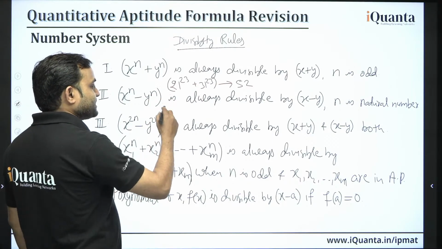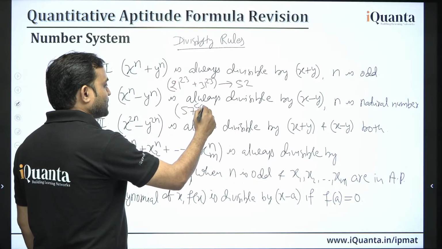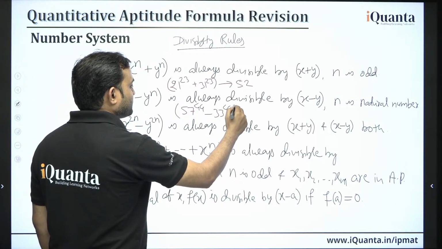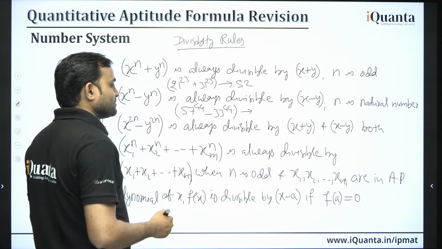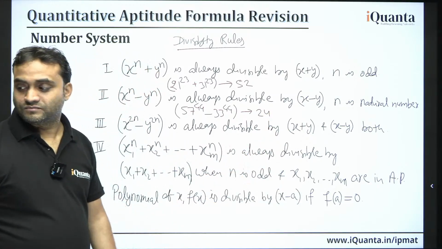Similarly, if I take something like 57 to the power 44 minus 33 to the power 44, this will be divisible by 57 minus 33, which is equal to 24. Okay.